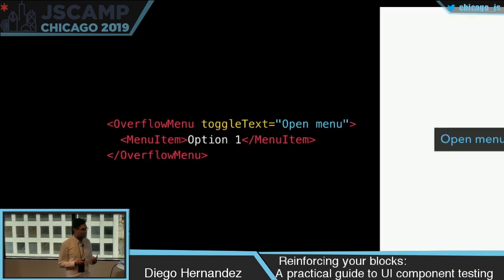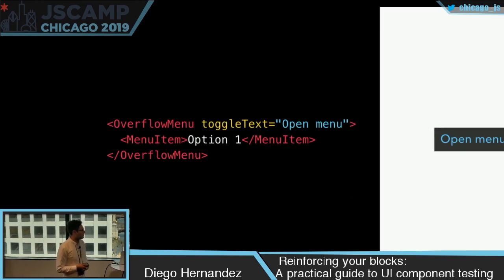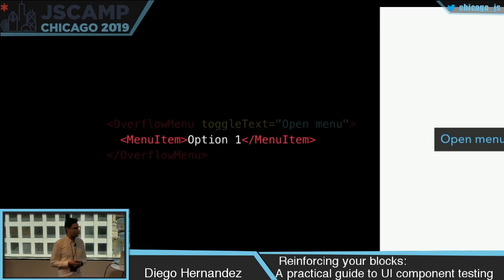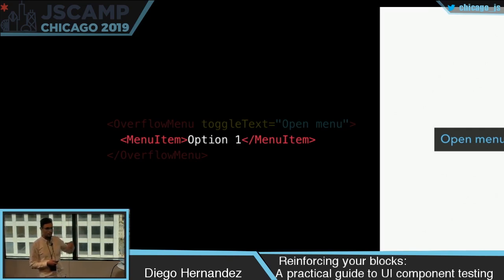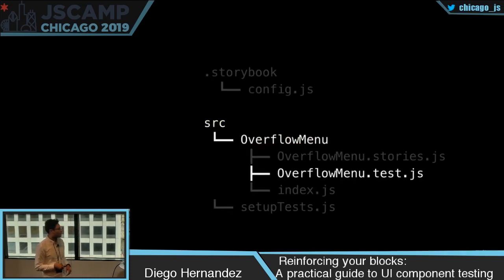For the first test I want to show you, we want to ensure that when we first render this overflow menu, we don't see any of the options yet. We want to hide them away. So we create an overflowmenu.test.js file, and Jest is already set up to find these files and run them as tests.